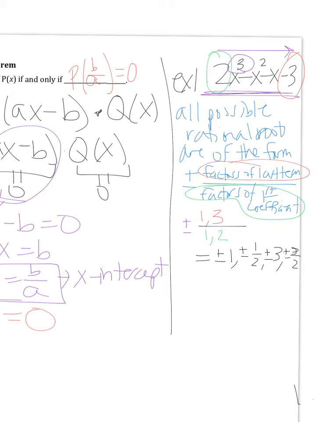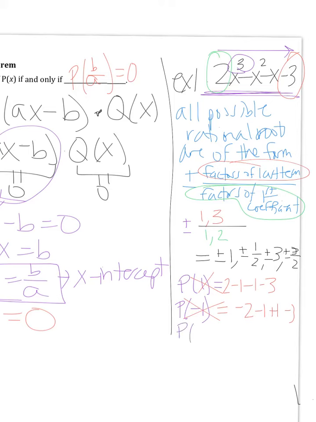So again, the best way to check for an x-intercept is to check them, and I'm going to start with the easy one. First I'm going to check positive 1. If I plug in positive 1 to my original equation, I'm going to end up with 2 times 1 minus 1 minus 1 minus 3. Nope, does not work. Next I'm going to try putting in -1, because that's a pretty easy number. Let's see, I get -2 minus 1 plus 1 minus 3. Nope, that doesn't work. And so you just keep trying them.